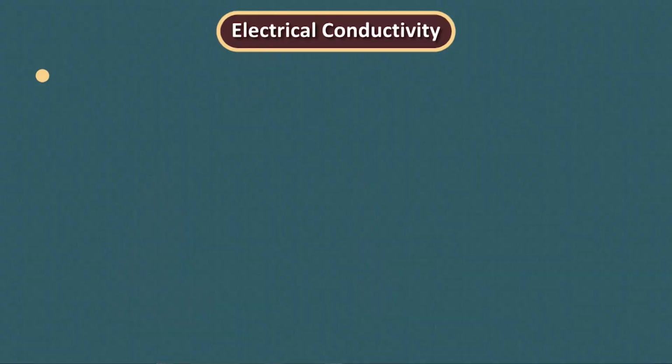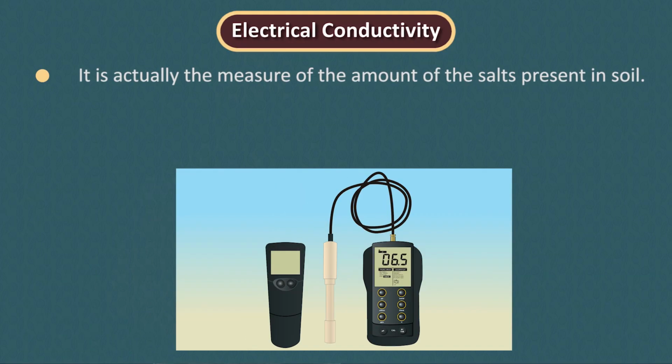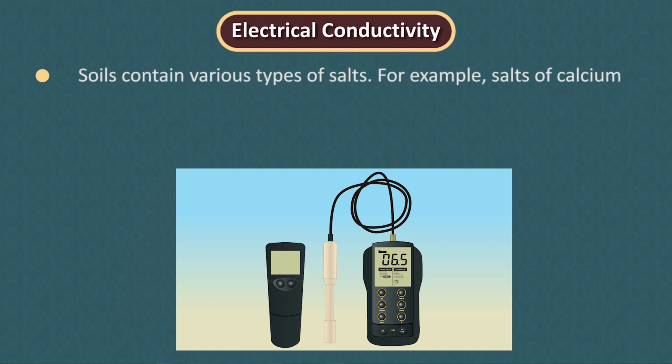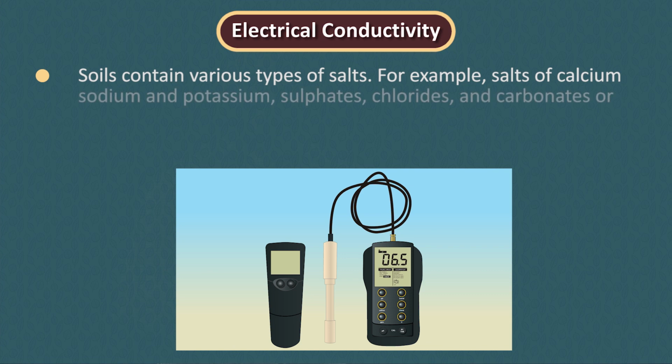The next chemical property of soil is electrical conductivity. It is actually the measure of the amount of salt present in the soil. Soil contains various types of salts, for example, salts of calcium, sodium and potassium, salts of sulfates, chlorides and carbonates or bicarbonates also.